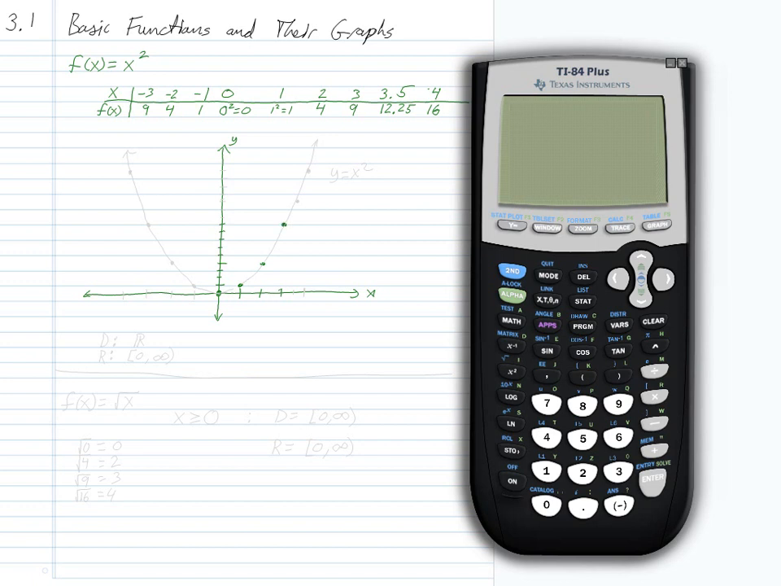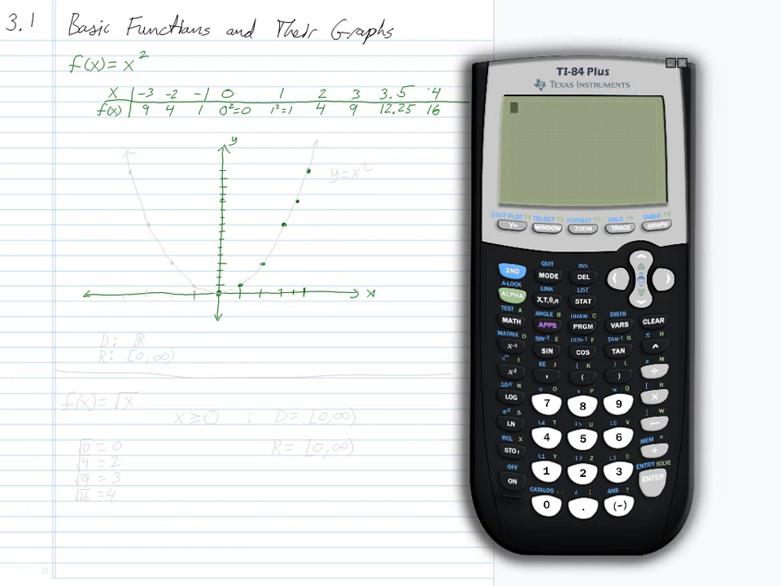Plugging in 3.5 gave us 12.25, so let's put 4 right there. 3.5 would be somewhere in this neighborhood. And 12.25 would be somewhere right around there. So we get that point. Plugging in 4 gave us 16. And if you're doing this on graph paper, you can really start to see the shape of this curve if your points are good and accurate.